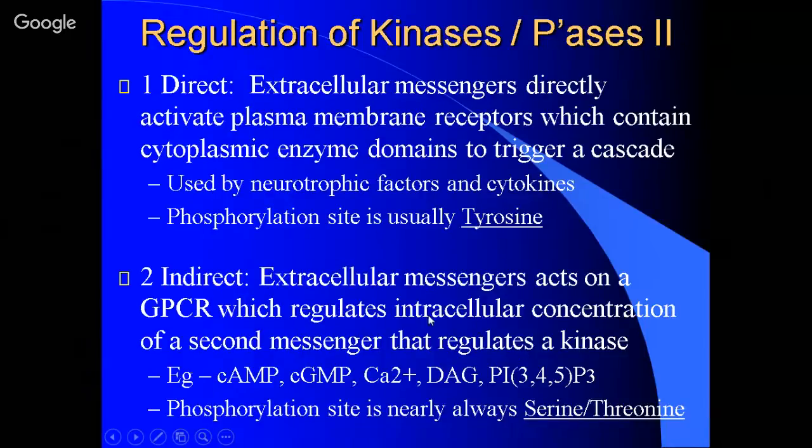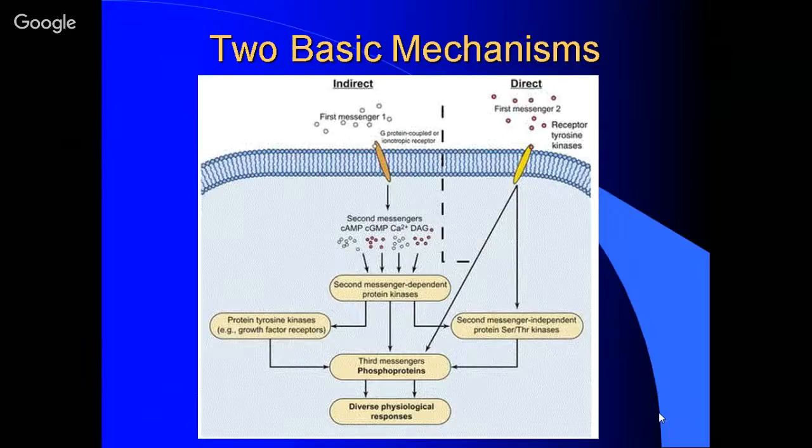It alters a second messenger, such as cyclic AMP, cyclic GMP, calcium, diacylglycerol, and inositol triphosphate. Familiar, right? Again, this is what we've been doing for the last 4 weeks. And that results in a phosphorylation by the kinase, and that's nearly always going to be serine or threonine. So two very distinct mechanisms, and this diagram just shows you those two distinct mechanisms. Direct receptor to a tyrosine kinase, or the indirect mechanism via everything that we know to the serine or threonine.